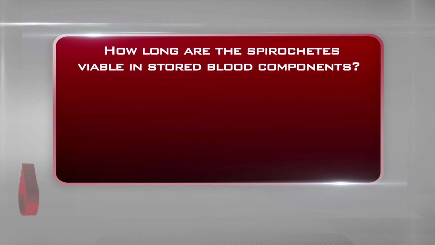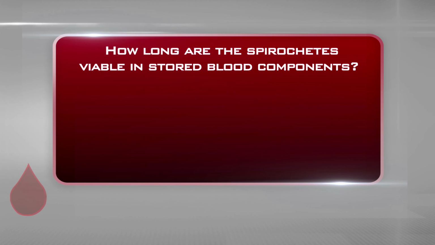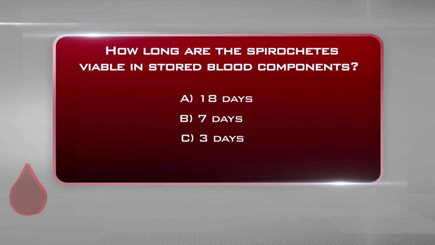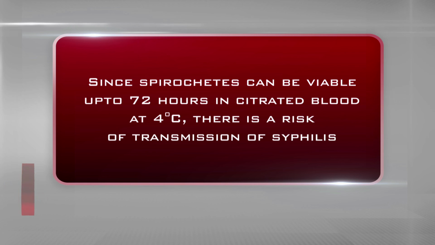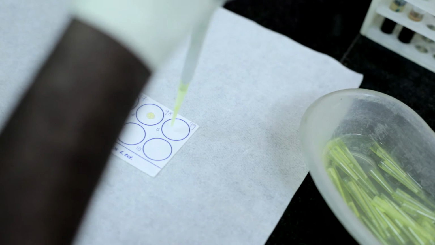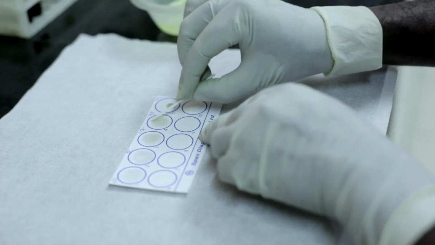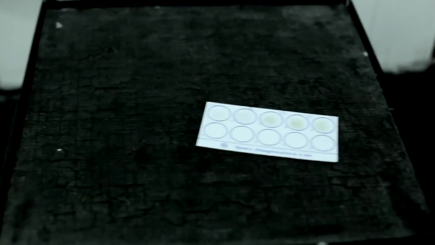How long are the spirochetes viable in stored blood components? A. 18 days. B. 7 days. C. 3 days. Yes, the correct answer is C. 3 days. Since spirochetes can be viable up to 72 hours in citrated blood at 4 degrees centigrade, there is a risk of transmission of syphilis. This age-old RPR method is simple and holds good even in modern transfusion practice.